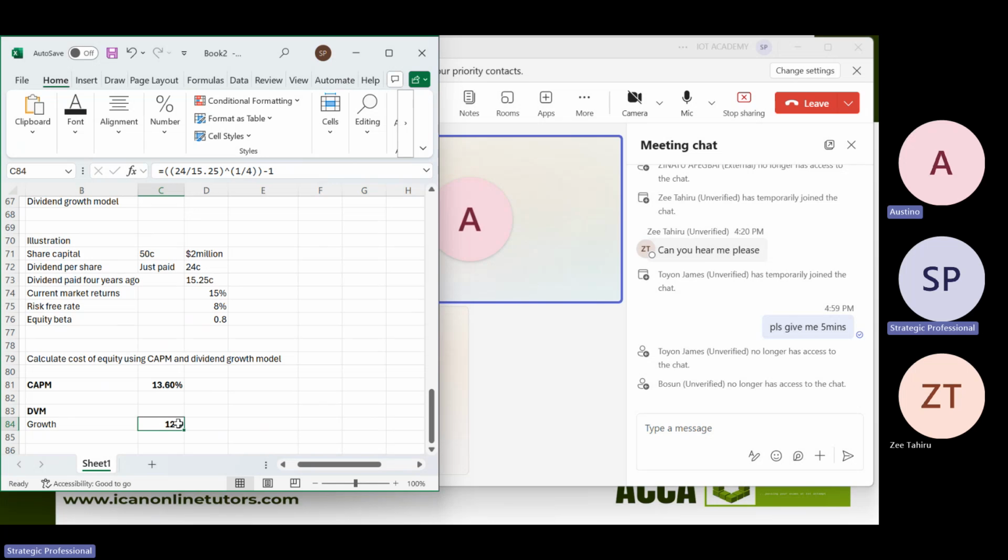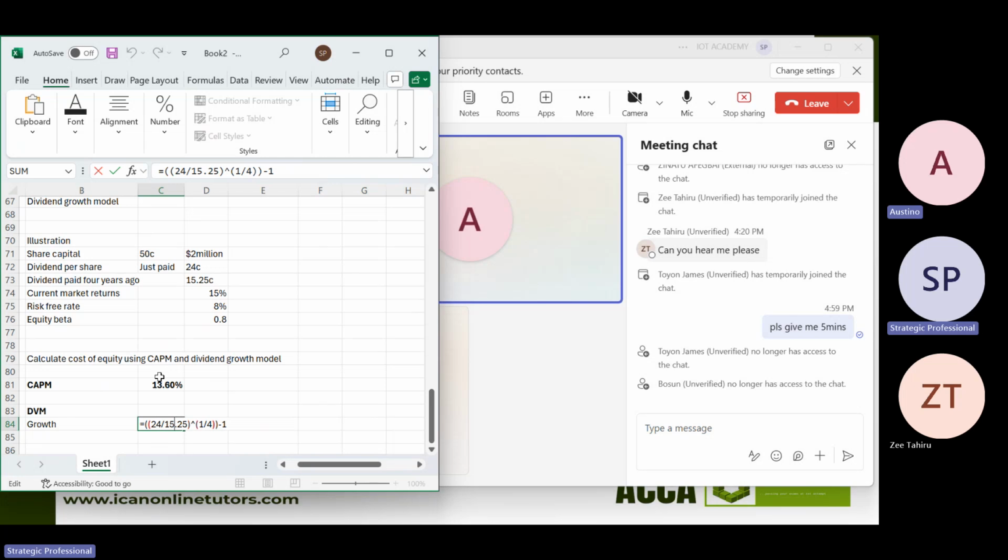And what is that? What we do is the current dividend that you received this year divided by what you received in the first year, which is the base dividend, right? You now take the root of the number of years, minus 1. Do you understand? So this is the formula. Dividend per share divided by dividend.